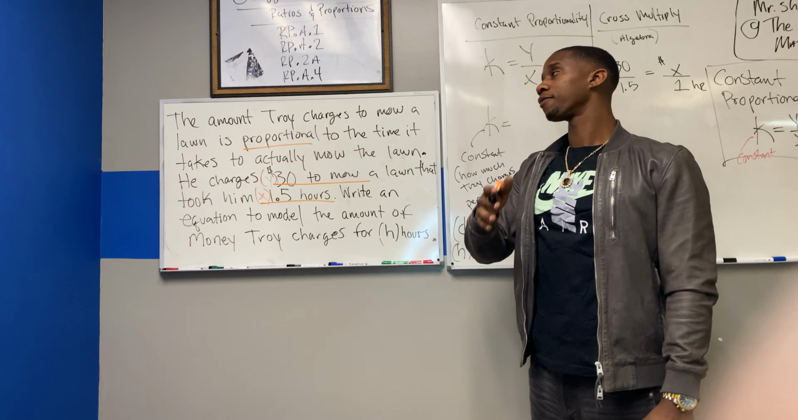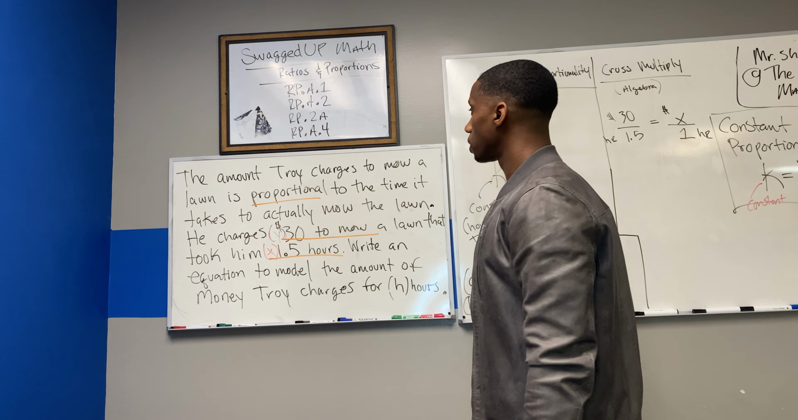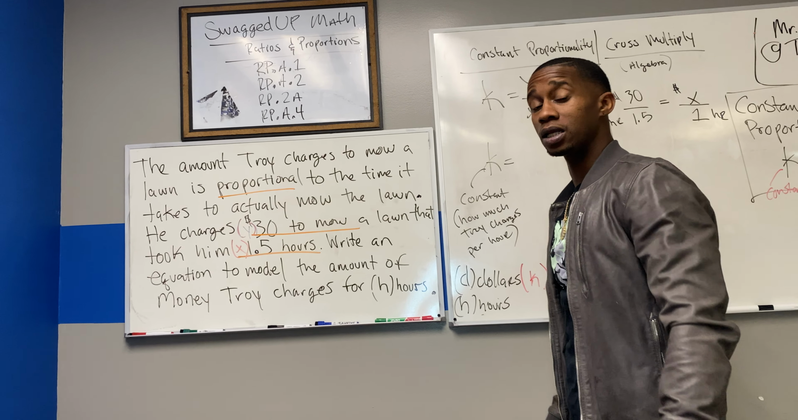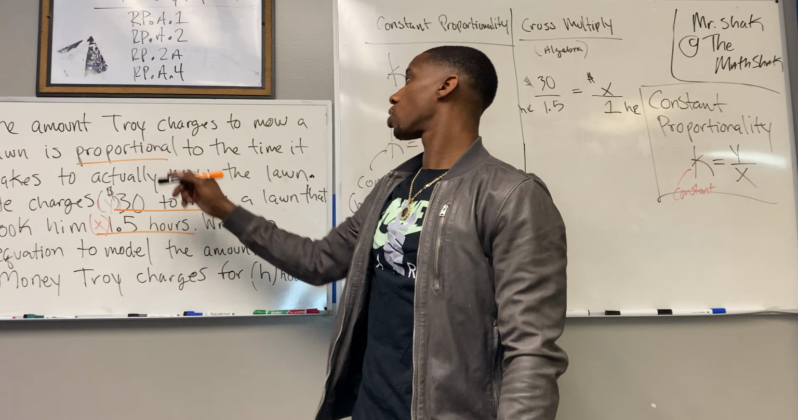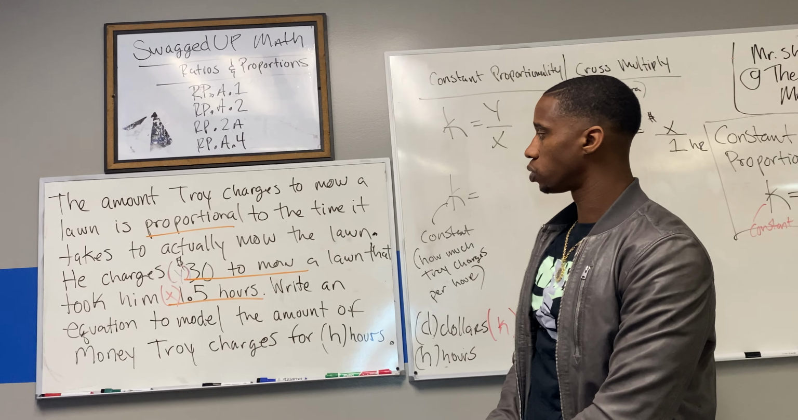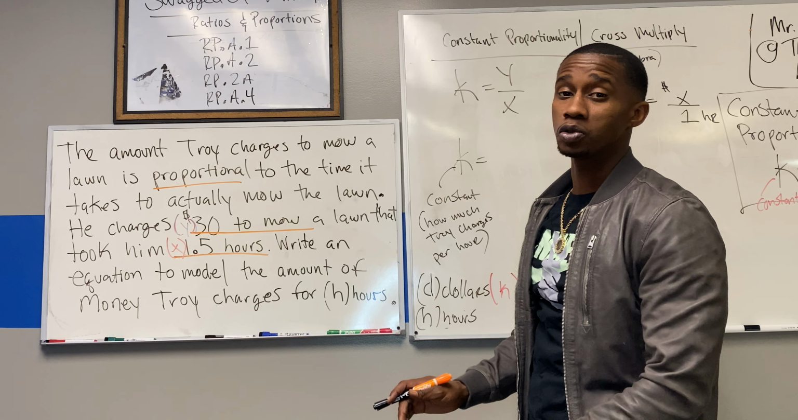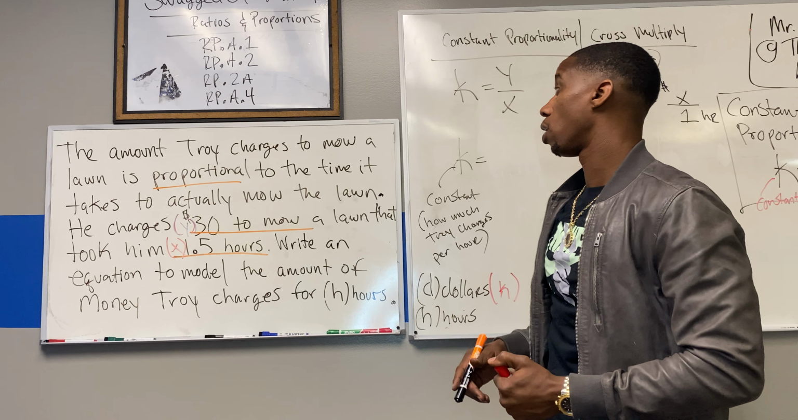Swagged up math. We back with ratios and proportions. Got my standards listed. Got a problem ready to go. And I've already annotated so y'all late to class. The amount Troy charges to mow a lawn is proportional to the time it takes to actually mow the lawn. The word proportional, if you see that word, you know that you're dealing with proportions.